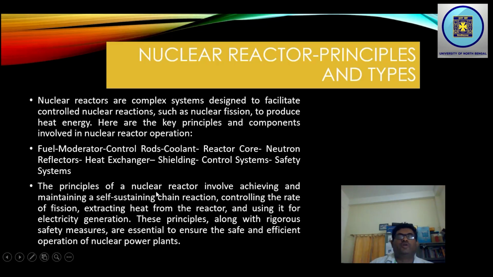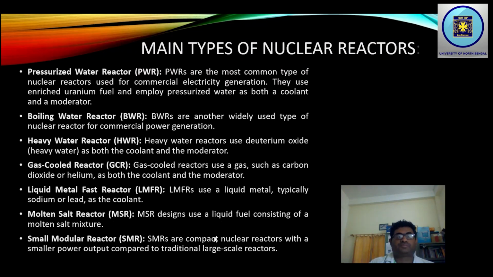The principle of a nuclear reactor involves achieving and maintaining a self-sustaining chain reaction, controlling the rate of fission, extracting heat from the reactor and using it for electricity generation. This principle, along with rigorous safety measures, is essential to ensure the safe and efficient operation of nuclear plants.